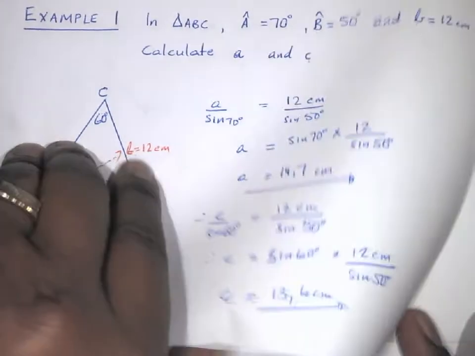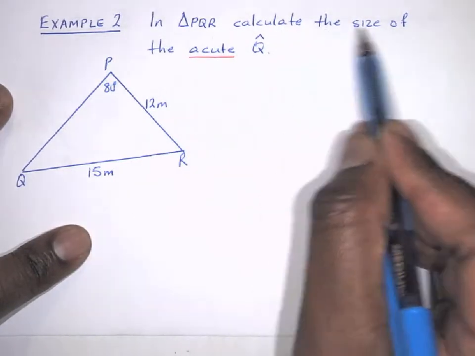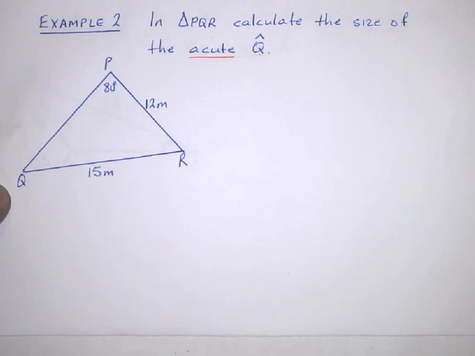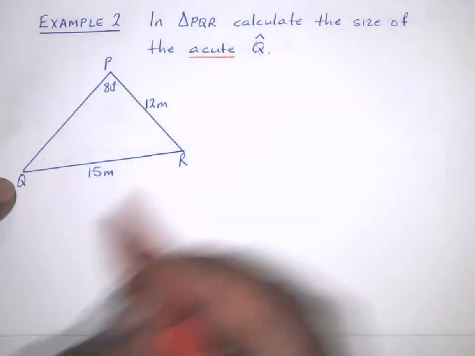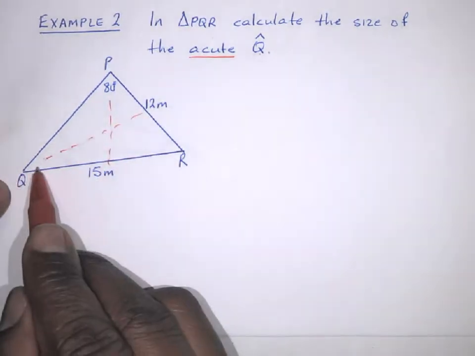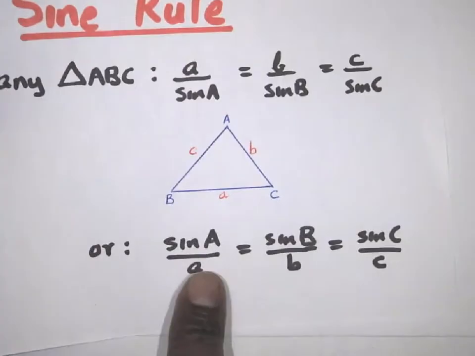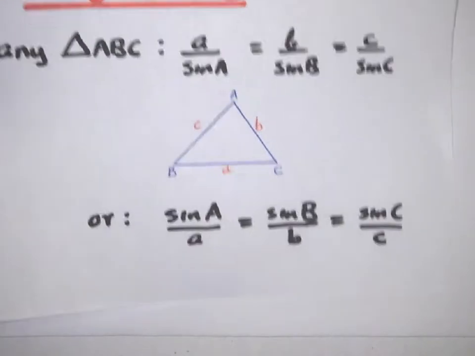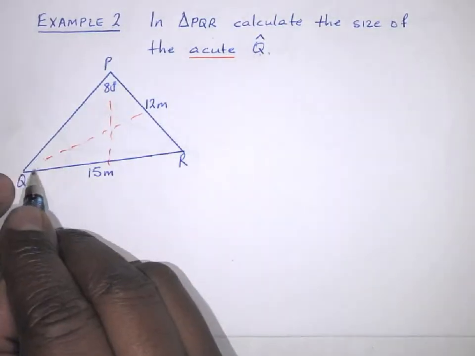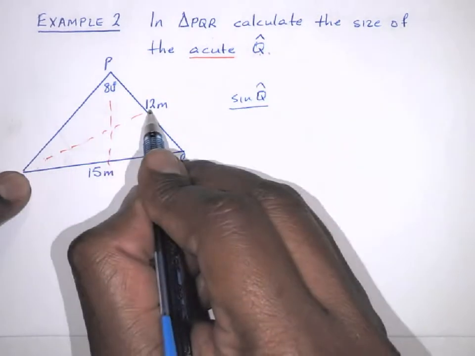The second example says, in triangle PQR, calculate the size of the acute angle Q. So you want to find the size of acute angle Q. Again, using the sine rule, it's better that you have things you can cross multiply. Now I'm looking for an angle, so I'm not going to use that one. Now we're using this one, because to find an angle I write it like that, as I explained before. Therefore, I'm looking for angle Q, so I start with sine of angle Q divided by the side which is opposite it.